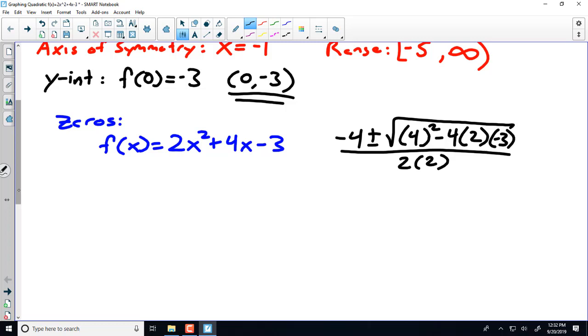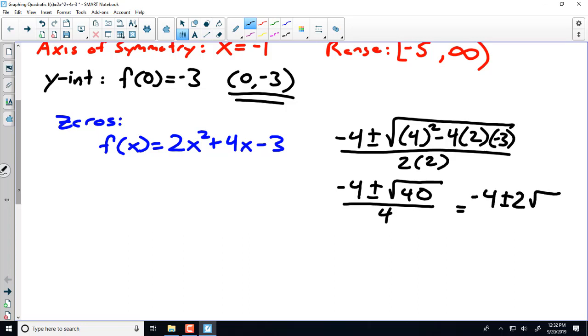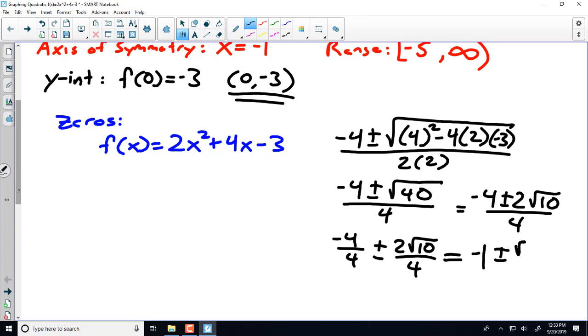All right, you do a little bit of simplifying, everyone. You're going to get negative 4 plus or minus the square root of 40 over 4. Don't try to cancel those 4's yet. 40 is the same thing as 4 times 10. And the square root of 4 is 2. So we can pull out a 2 in front like that. Split this up into two separate terms. This is messy, everyone. Do a little bit of simplifying. You get negative 1 plus or minus square root of 10 over 2. Do a little canceling of that second term.